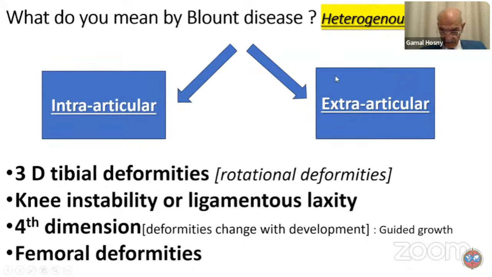Again, are you going to think about one thing? It's a heterogeneous sample. Are we talking about one thing or many things? So do you have intra-articular deformity, extra-articular deformity, or both? Rotation deformities are usually ignored, as are instability or ligamentous laxity. So when we discuss, perhaps we are not discussing the same issue, or we are talking about different patients.